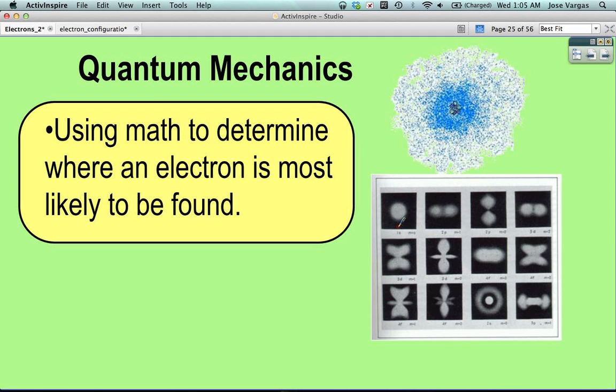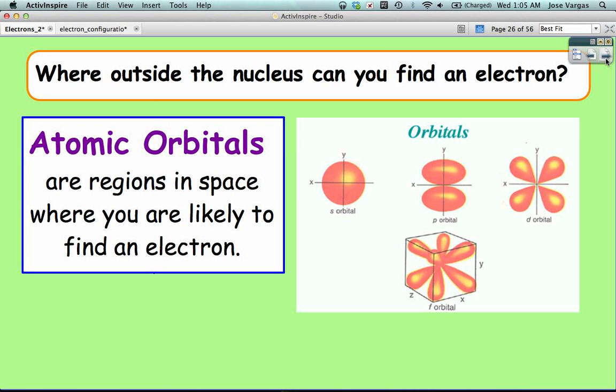I don't know if you can see it well. This is the 1s orbital and how it looks. For the p, we have different types of p, the d's, and the f's, and so on. So let's look at the quantum model.